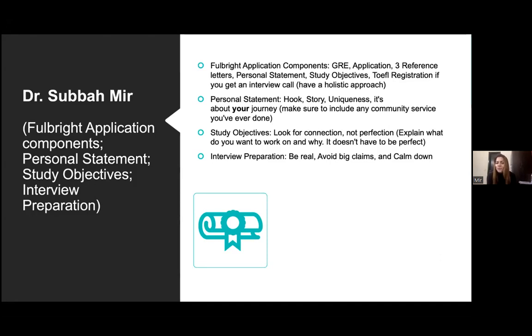And the good news is that there are no limits. It's not like CSS where you only have 3 attempts. You can apply for Fulbright as many times as you want. And it's not the end of the world if you don't, God forbid, get it. The thing is, just calm down, have confidence, and be confident.